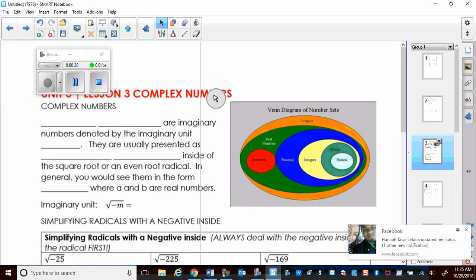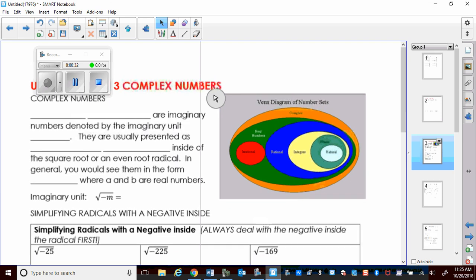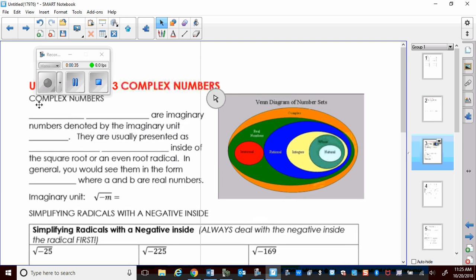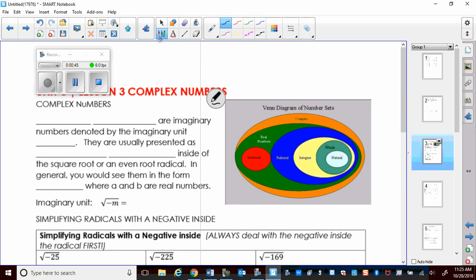So complex numbers. Hold on, it's not working correctly. Let's try that again. There we go.